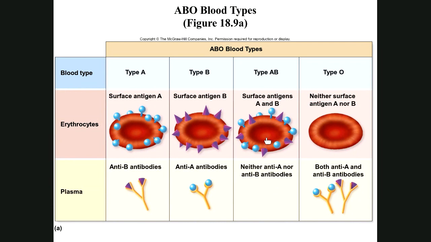So that means you can accept anybody's blood because you won't destroy anybody's. But type O doesn't have any antigens at all. It's got both antibodies, but because it doesn't have any antigens, it can give its blood to anybody, and nobody has antibodies to destroy it, right? And so that's the reason this is our universal donor, and there's our universal recipient.